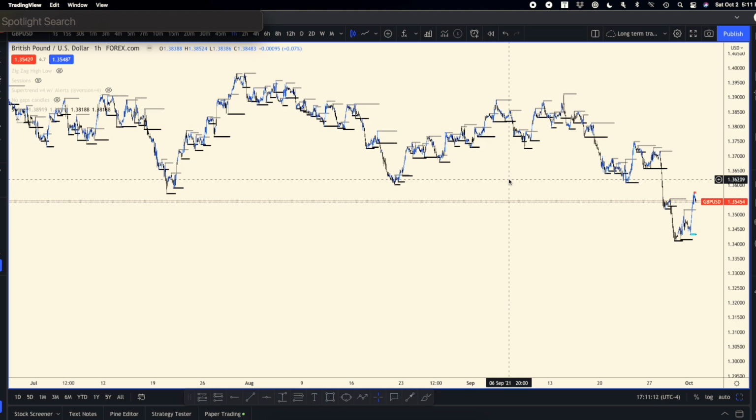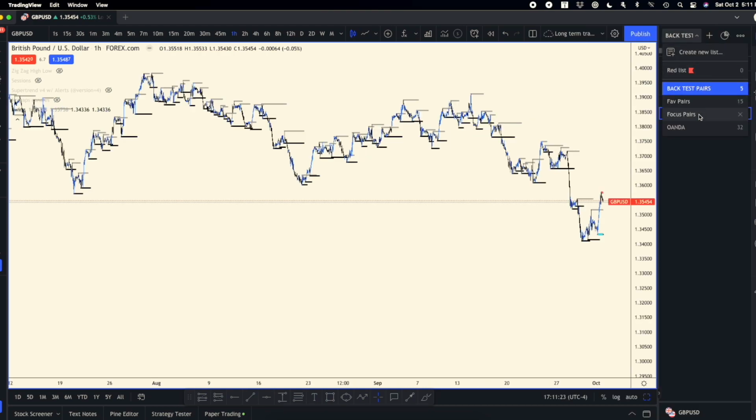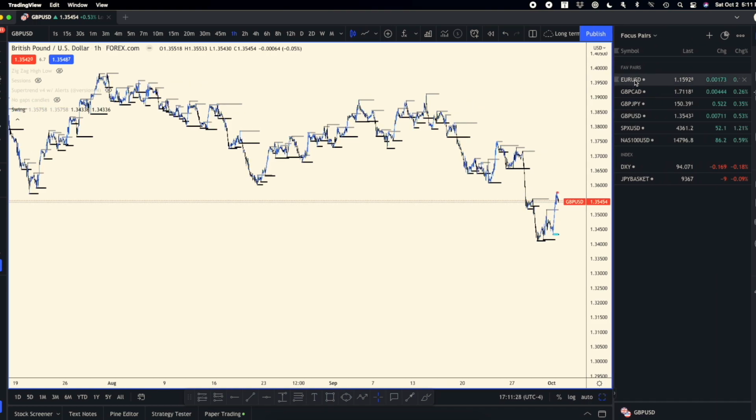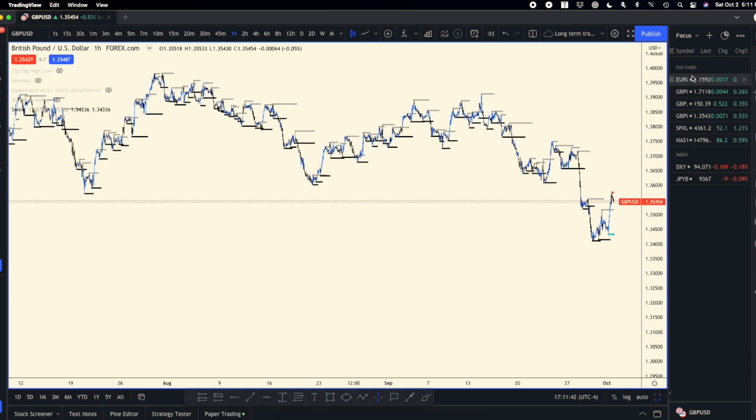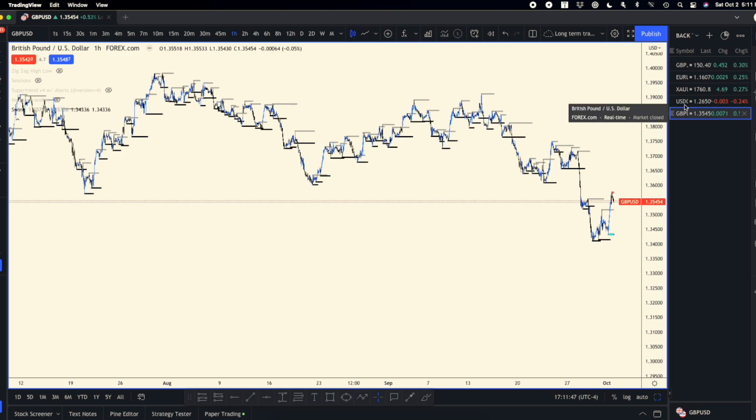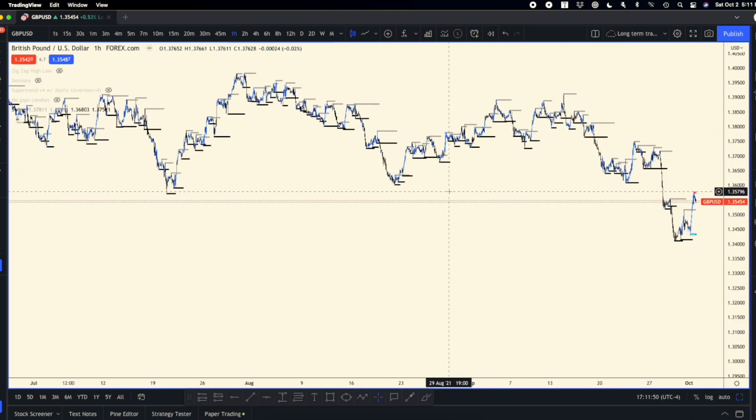I hate NZD. I don't trade anything NZD. My main focus pairs are just these, right? So EU, spread it out a little bit. EU, GCAD, GJ. People know I trade GJ. GU, S&P 500, and NAS. So those are the only pairs I trade. But let's just do a random pair. I'm not even going to add it.